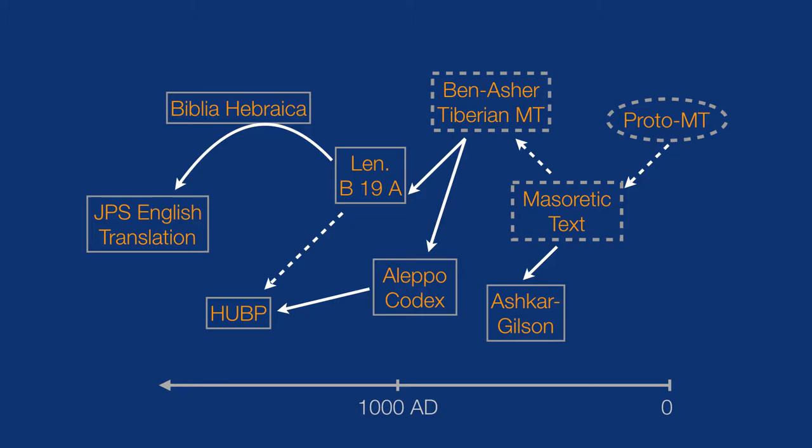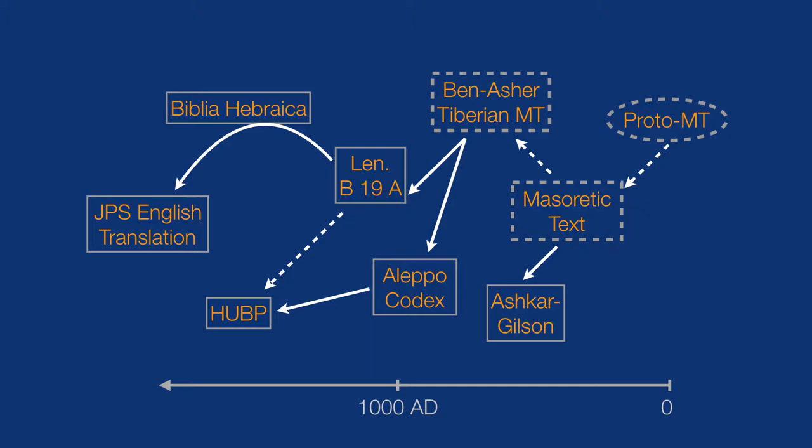That gets copied into what we think of as the Masoretic text tradition, which then pervaded the medieval time. Ashkar-Gilson is one of the texts that comes from this. At some point, that text gets taken over by the Ben Asher family, who put all the dots and the squiggles and all the things that are confusing into the text tradition. From that, our two earliest witnesses are the Aleppo Codex and the Leningrad B19A Codex, which is what BHS comes from. And that produces the Biblia Hebraica, and the translation of that is, of course, JPS English, a translation of that text specifically.